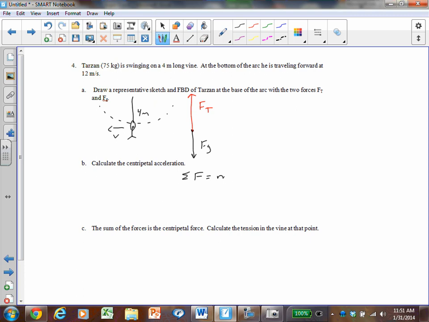Calculate the centripetal acceleration. Well, AC, you're given the speed, which is 12 meters per second. And AC is v squared over r. Notice that it's squared. Many of you wrote down v squared, but then you didn't square it.